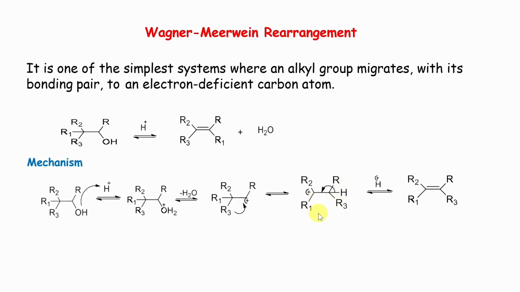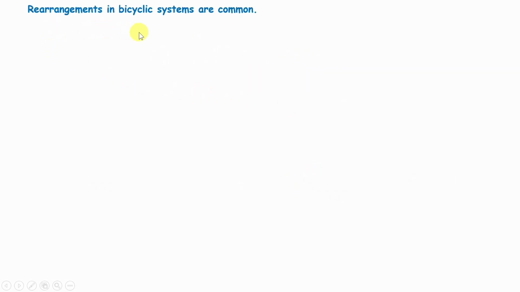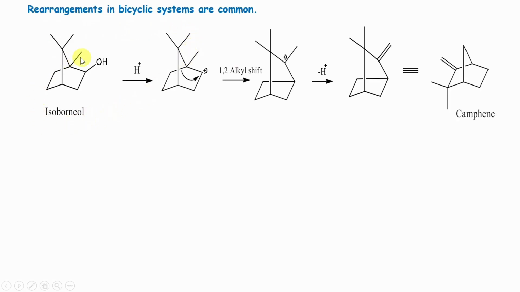See, this carbocation is tertiary, while the earlier one is secondary. Then a proton is eliminated, and an electron pair shifts between these two carbon atoms, forming a double bond. Thereby this alkene is formed. This is the mechanism involving Wagner-Meerwein rearrangement. Wagner-Meerwein rearrangements are usually common in bicyclic systems. For example, you can see the conversion of isoborneol to camphene involves Wagner-Meerwein rearrangement.